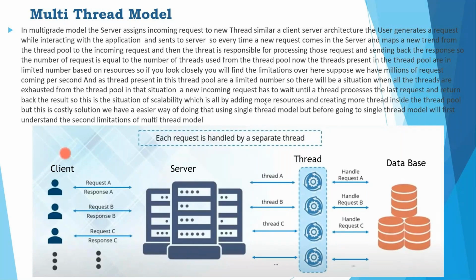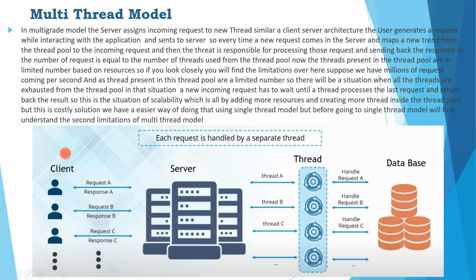Okay. Now in the multi-thread model, the server assigns an incoming request to a new thread, similar to a client-server architecture. The user generates a request while interacting with the application and sends it to the server. So every time a new request comes in to the server, it is going to take a new thread from the thread pool. This is the thread pool. It is going to create a new thread for every incoming request.